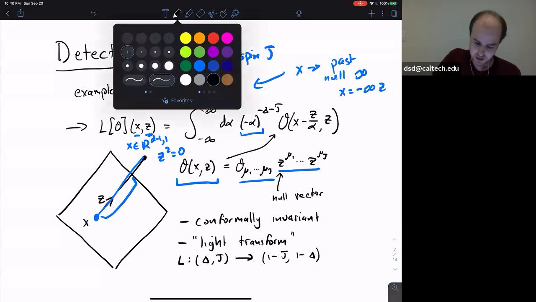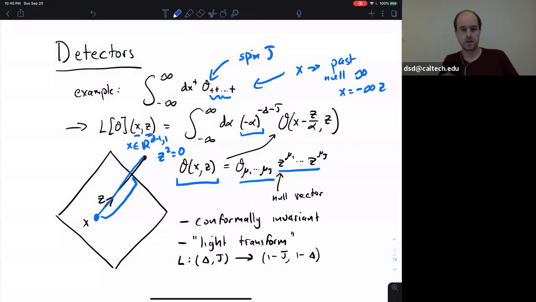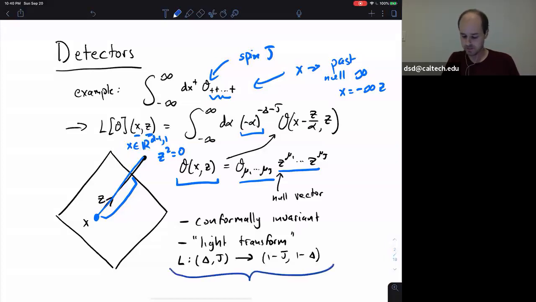Okay, good. So this is just a fancy way of writing a null integrated local operator. But a nice thing about it is that written in this way, it becomes a conformally invariant integral transform. And I'll call it the light transform, and the light transform changes the quantum numbers of the thing it's acting on in this way. So if you start with a primary with dimension delta and spin j, you get something that formally transforms like a primary with dimension 1 minus j and spin 1 minus delta.